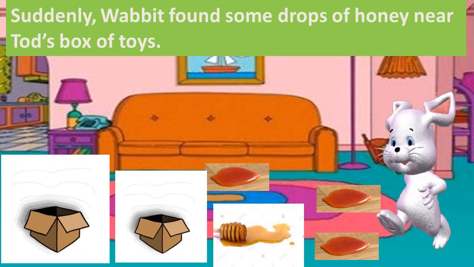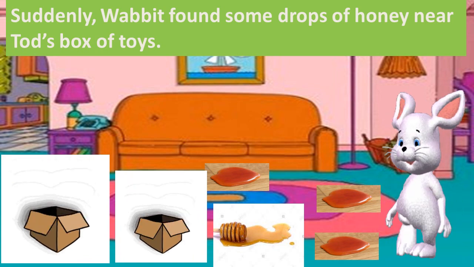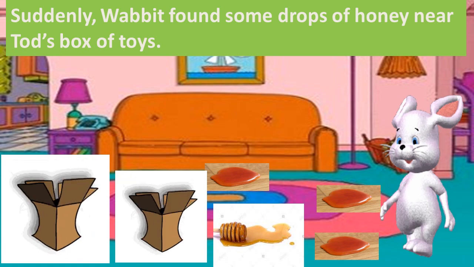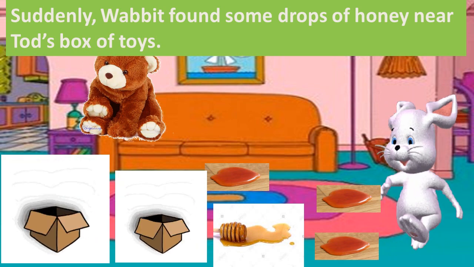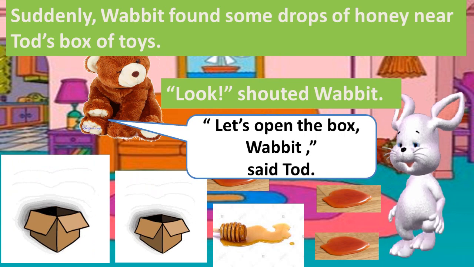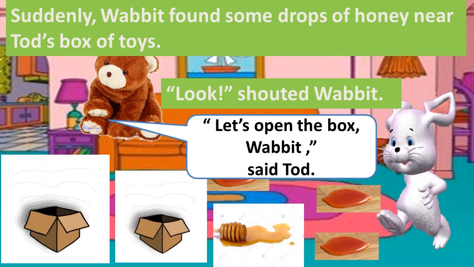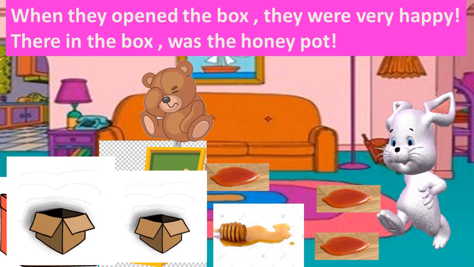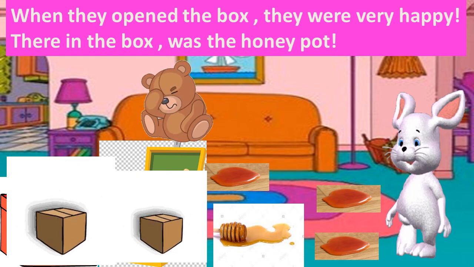So the drops of honey were near the box of toys. And whose box of toys were these? The box of toys were of Tod. Look, shouted Wabbit. Let's open the box, Wabbit, said Tod. Tod was very excited. Maybe his honey pot could be inside his toy box.